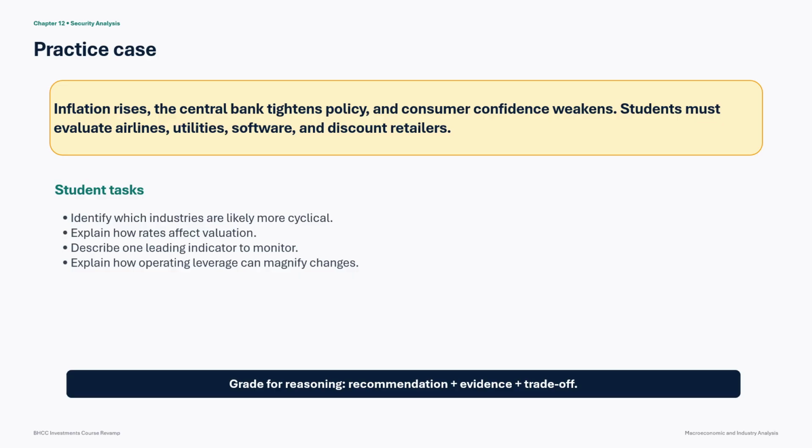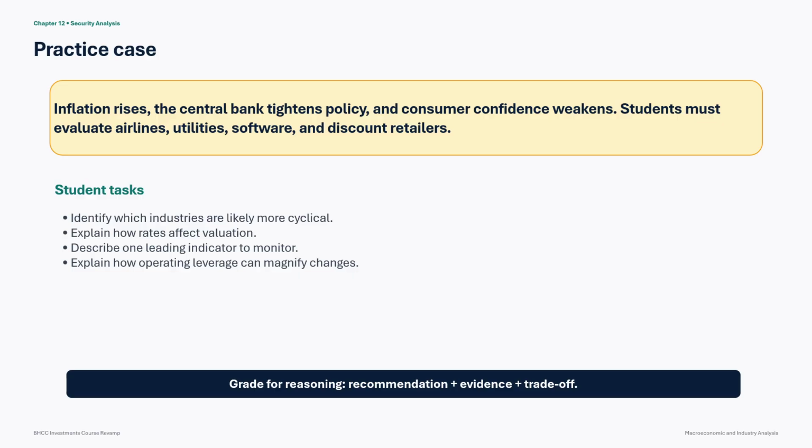Let us apply the framework to the practice case. Inflation is rising. The central bank tightens policy. Consumer confidence weakens. We are asked to evaluate airlines, utilities, software, and discount retailers. Pause for a moment and rank the 4 industries from most cyclical to least cyclical. Then identify one valuation effect and one operating effect for each.